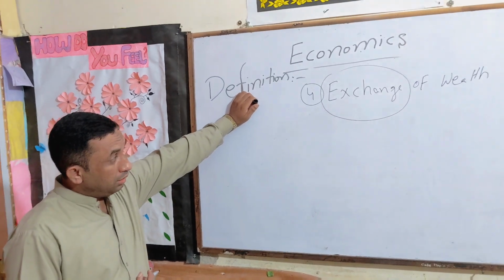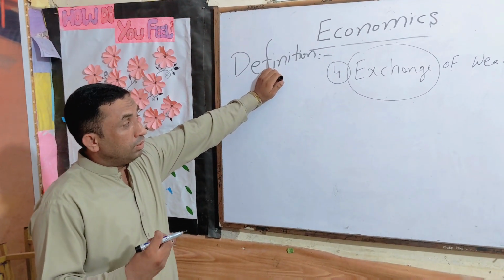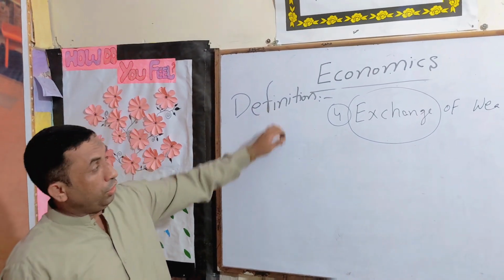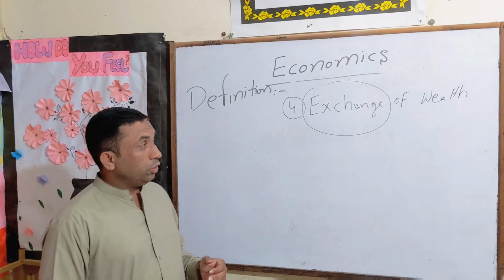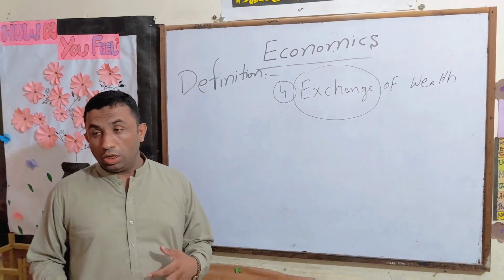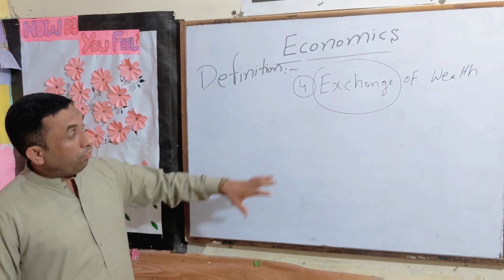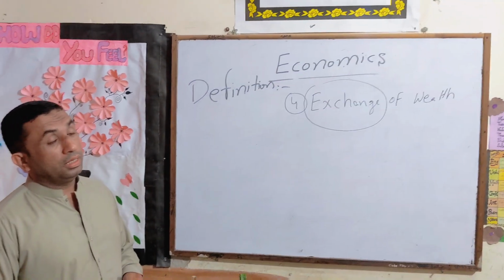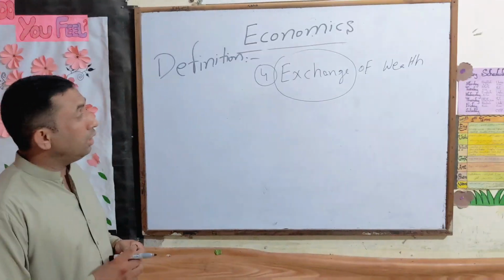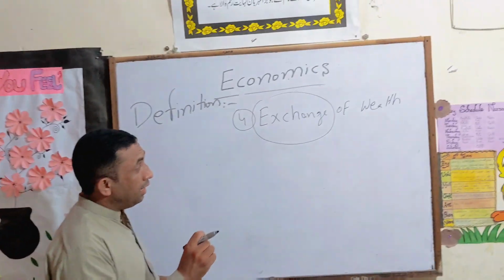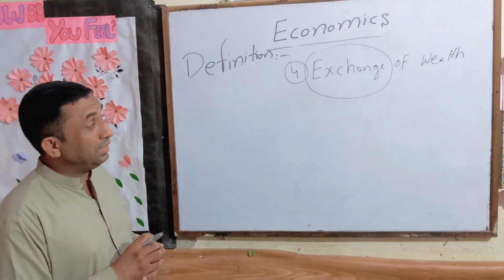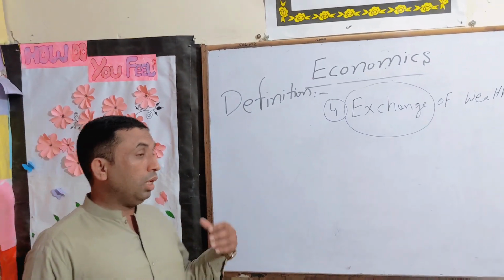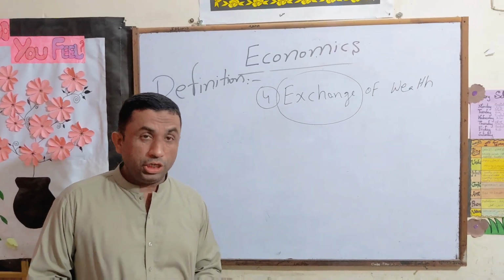For example, you have $100 in your pocket. When you go to the market, to the bazaar, you purchase something. The price of that thing is $50. It means you have to pay the $50. That is called the exchange of wealth, because that $50 has transferred from your side to the other side. That is called the exchange.